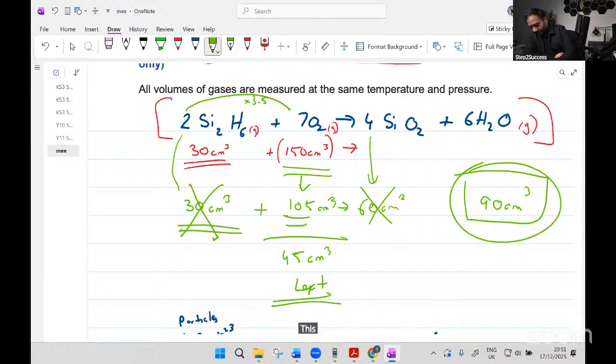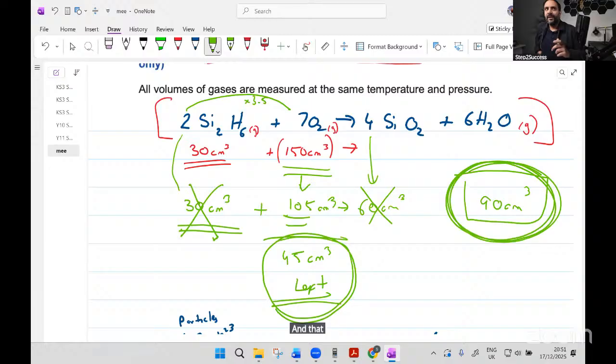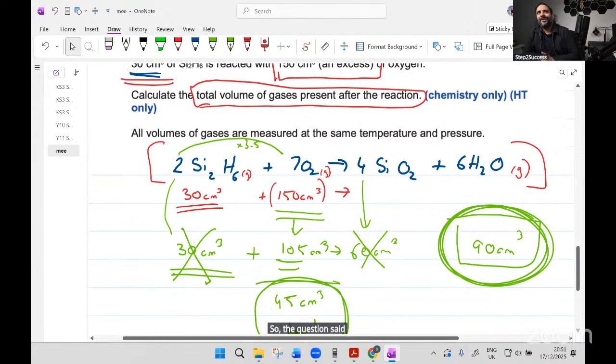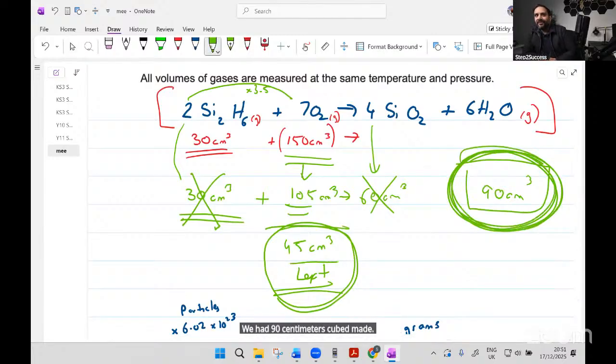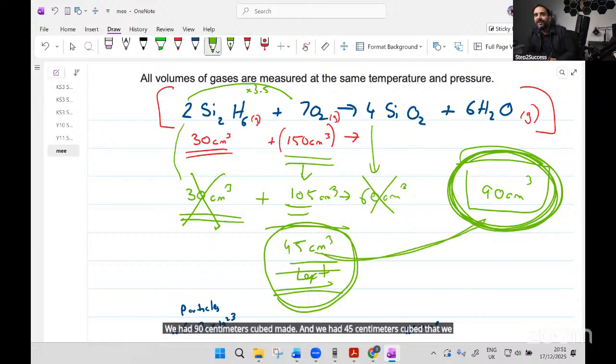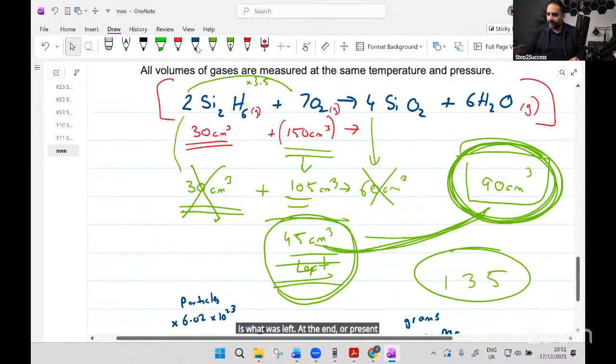This is going to be produced, 90 centimeters cubed, and we're going to have 45 centimeters cubed of this left, and that is also a gas because it was oxygen. So the question said, calculate the total volume of gases present after the reaction. So in other words, what was left? We had 90 centimeters cubed made, and we had 45 centimeters cubed that we didn't use, which means the sum of these two, which is 135, is what was left at the end or present after the reaction.